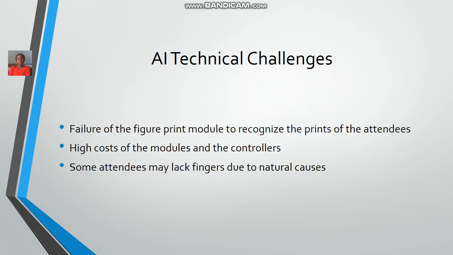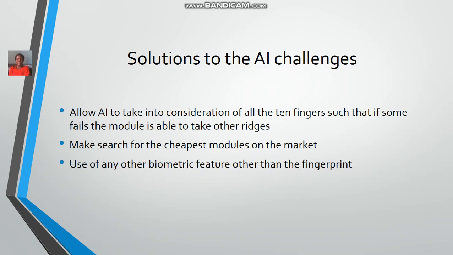So the AI technical challenges I thought of are the failure of the fingerprint module to recognize the prints of the attendee, because some people are overworked, so their ridges and values might be dismantled. Also the high costs of the modules and the controllers. Then some attendees may lack fingers due to natural causes.